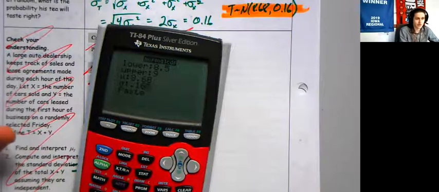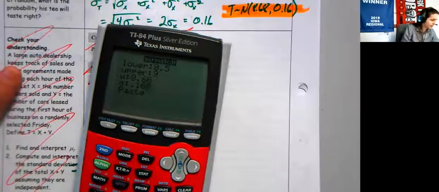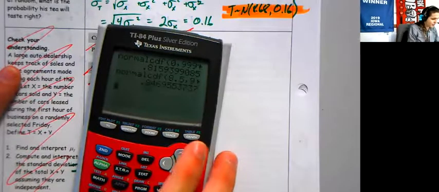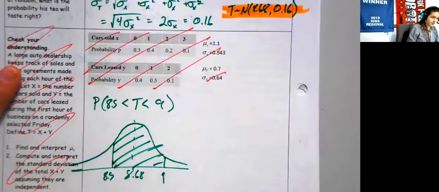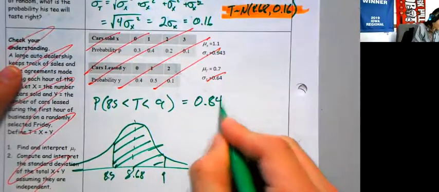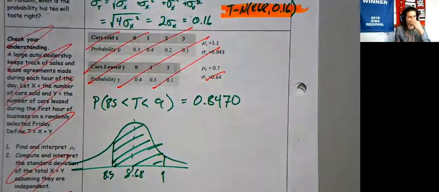It's just a lot harder if you're doing them on paper. We do that, we get an answer of 8470. So we've got an answer, 0.8470. He gets his T right about 85% of the time.